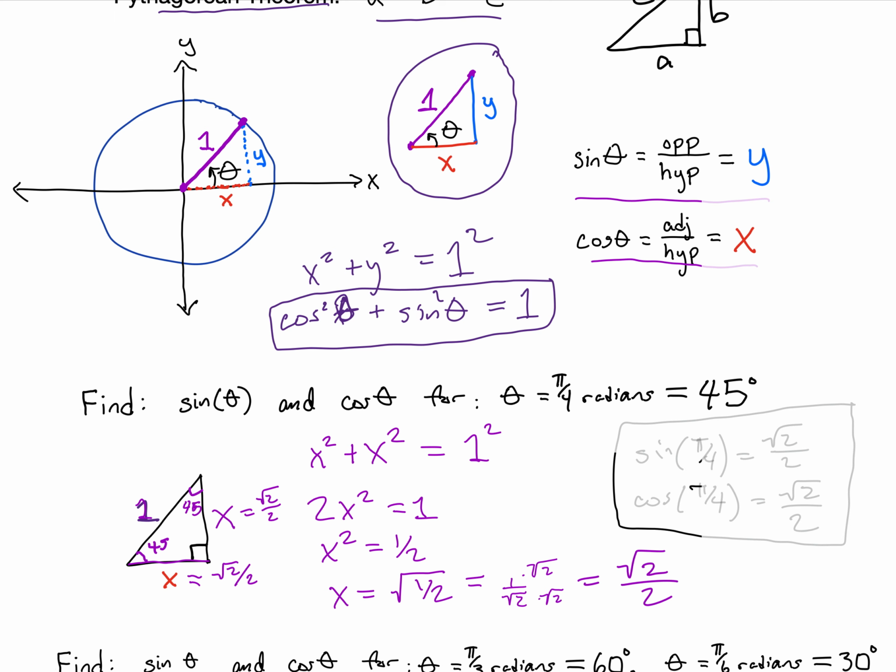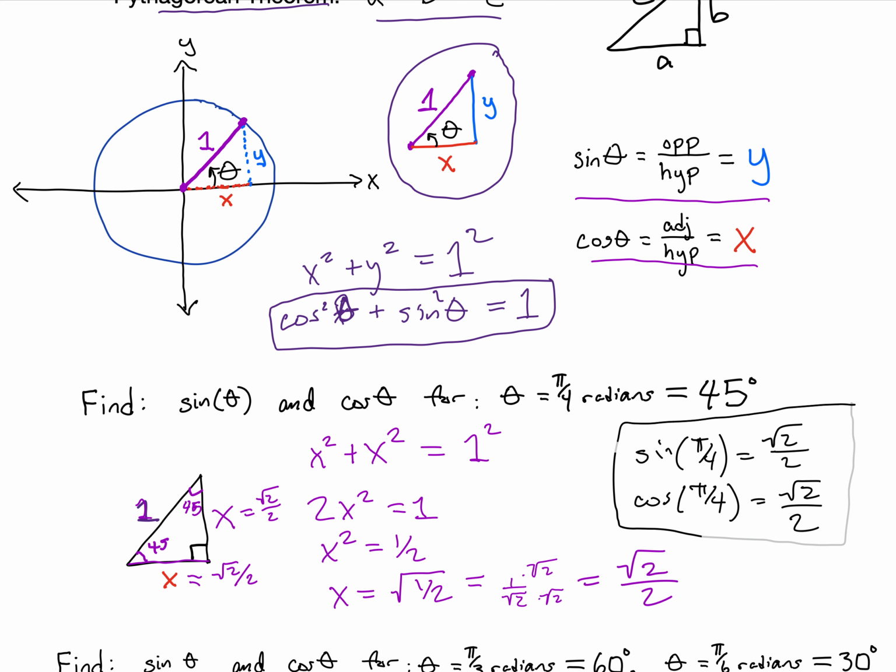And because sine of theta is y and cosine of theta is x, and in this case x and y are both the same thing, that means that sine of 45 degrees, or pi over 4, is equal to square root of 2 over 2, and cosine of pi over 4 is also square root of 2 over 2.